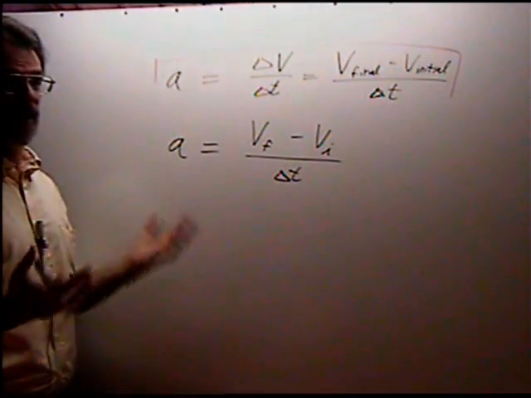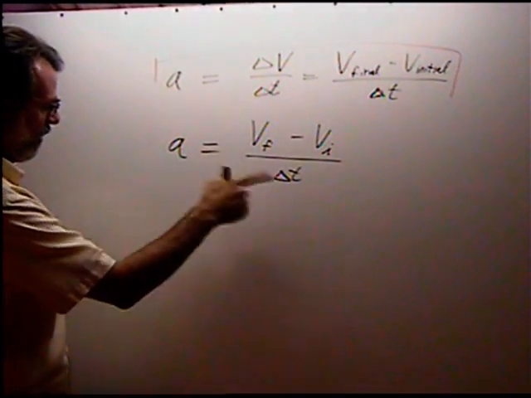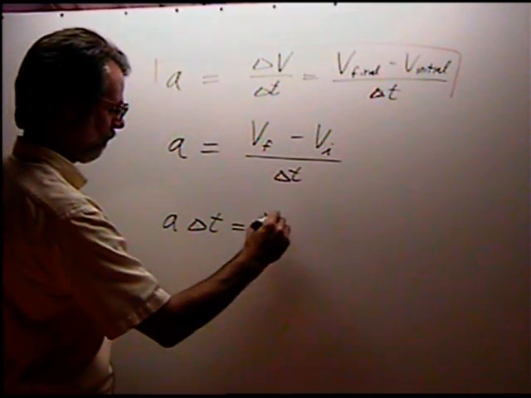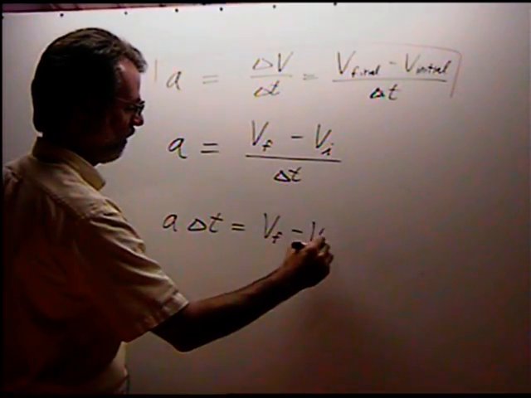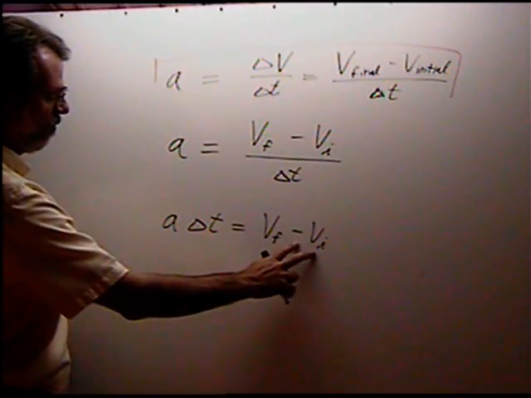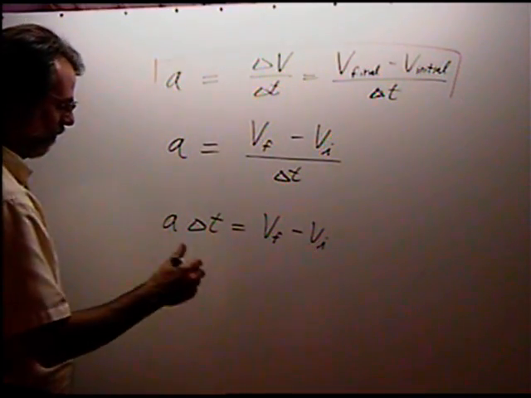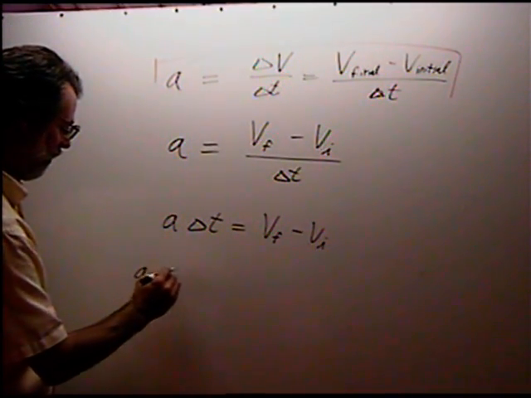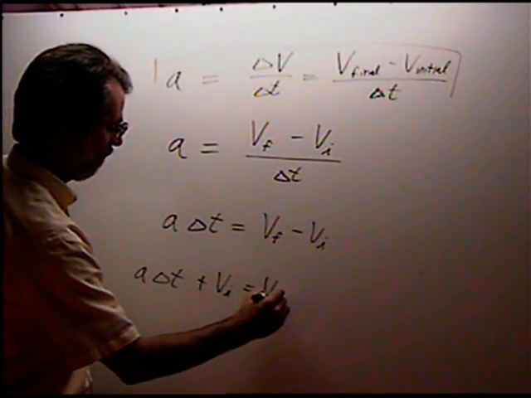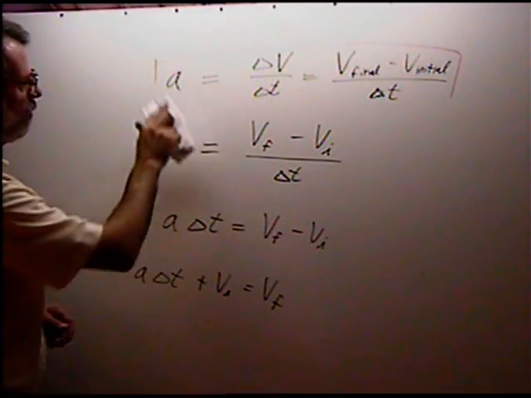Let's solve, using algebra, this equation for the final velocity. I'm going to multiply both sides by delta t. I get a delta t equals the final velocity minus the initial velocity. Now I'm going to move this to the other side. I'm going to add v initial to both sides. And I'll get a delta t plus v initial equals v final. Okay? So I'm going to rewrite that up here.